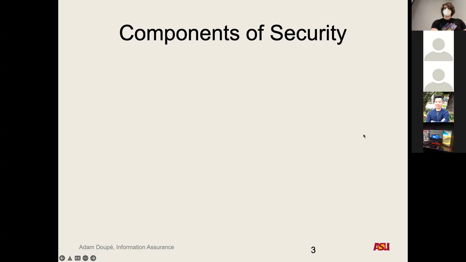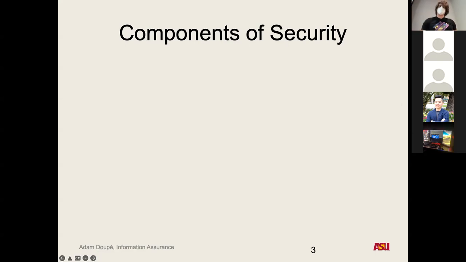All right, so we left on Tuesday, Thursday. We left it with the components of security. So can someone remind us what are the three aspects of security that we always think about when thinking about securing a system? Give me one. All right, give me two. Confidentiality, integrity. What's the third one? Availability. Thank you. And what do they mean?